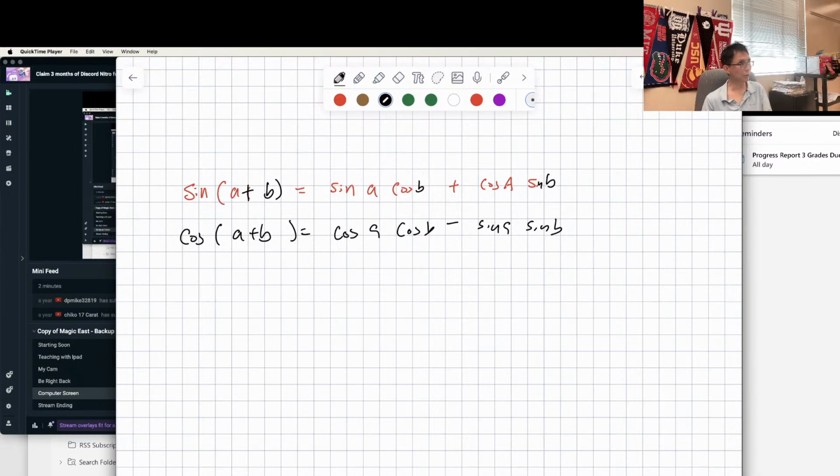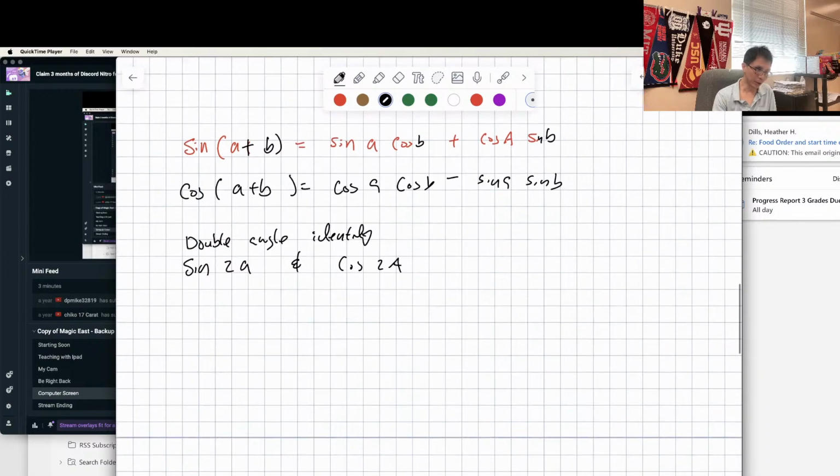Now, how do you go to the double angle identity? Double angle is what is sine of 2a and cosine of 2a. So this is known as a double angle identity.